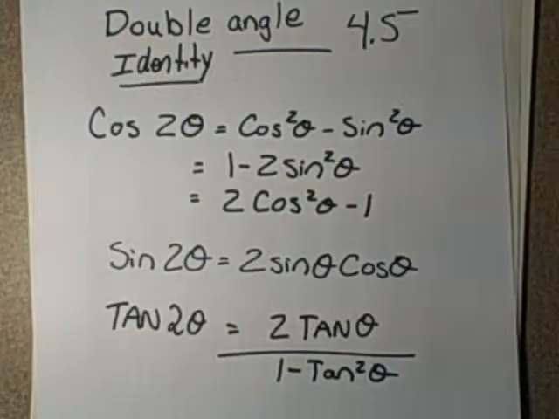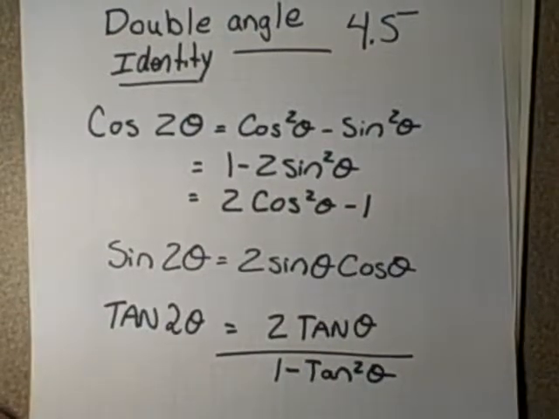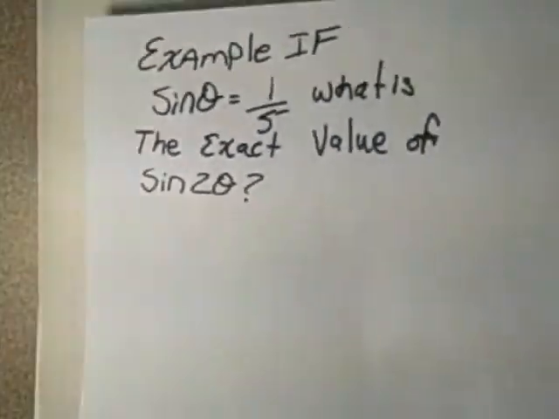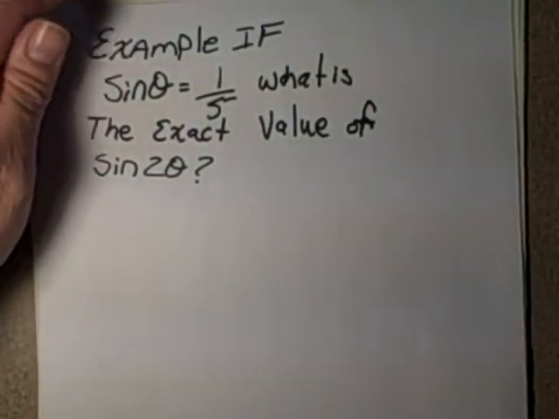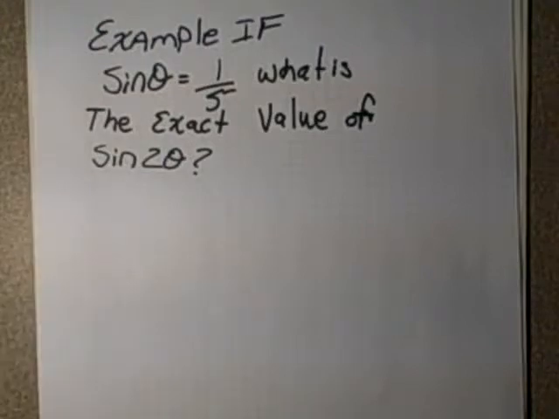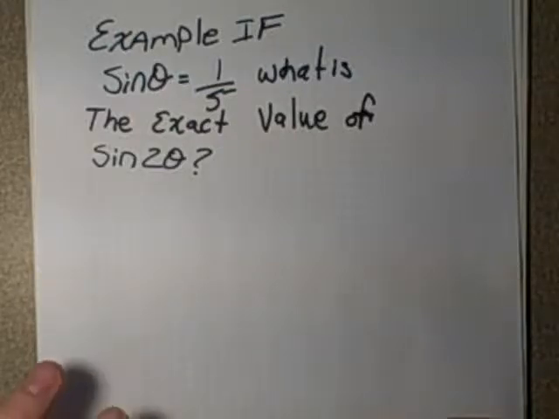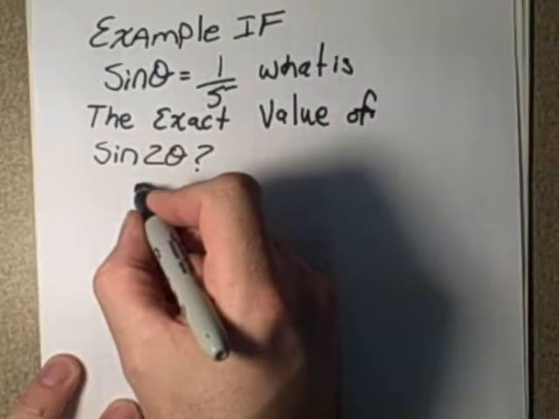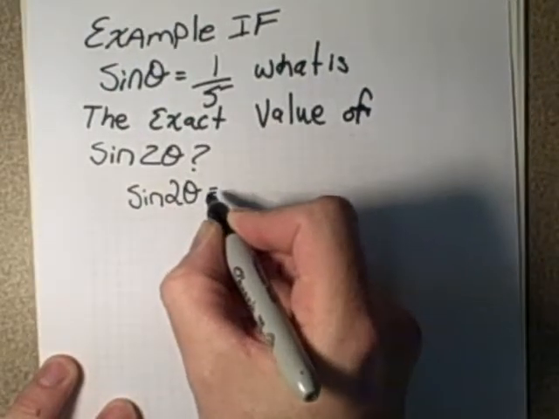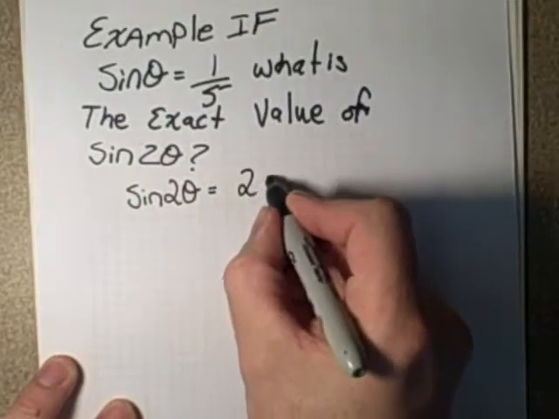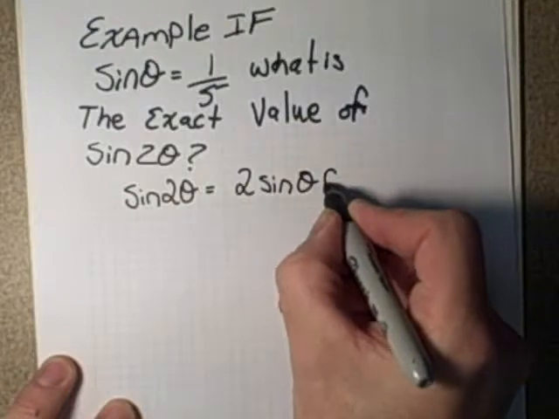So we're going to do a couple of examples here. The first one is finding exact values, which is a common one that we do a lot. Here's my first example. If sine theta is equal to 1/5, what is the exact value of sine 2 theta? If we look at the formula for the identity of sine 2 theta on page 165, we know that sine 2 theta equals 2 sine theta cos theta.